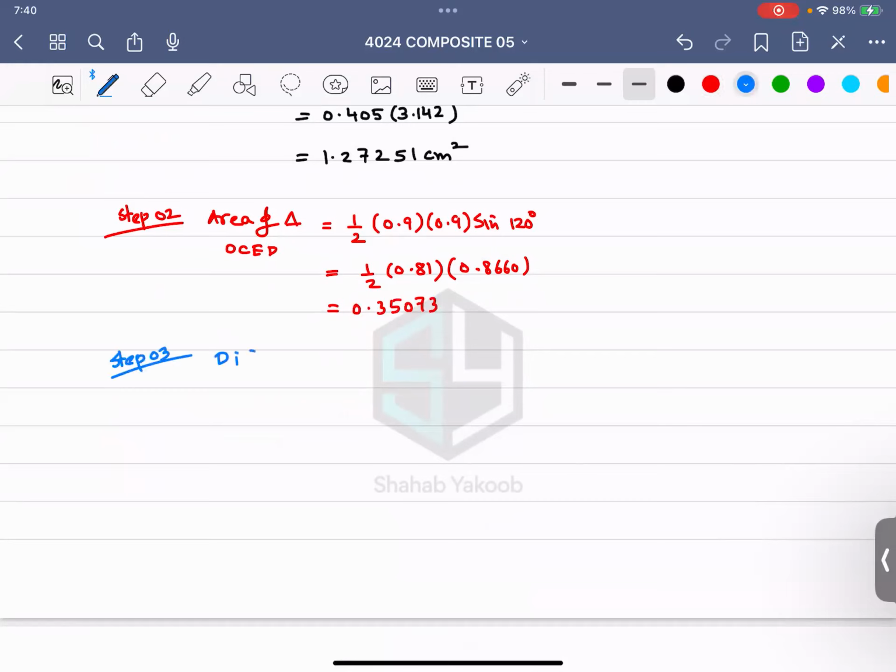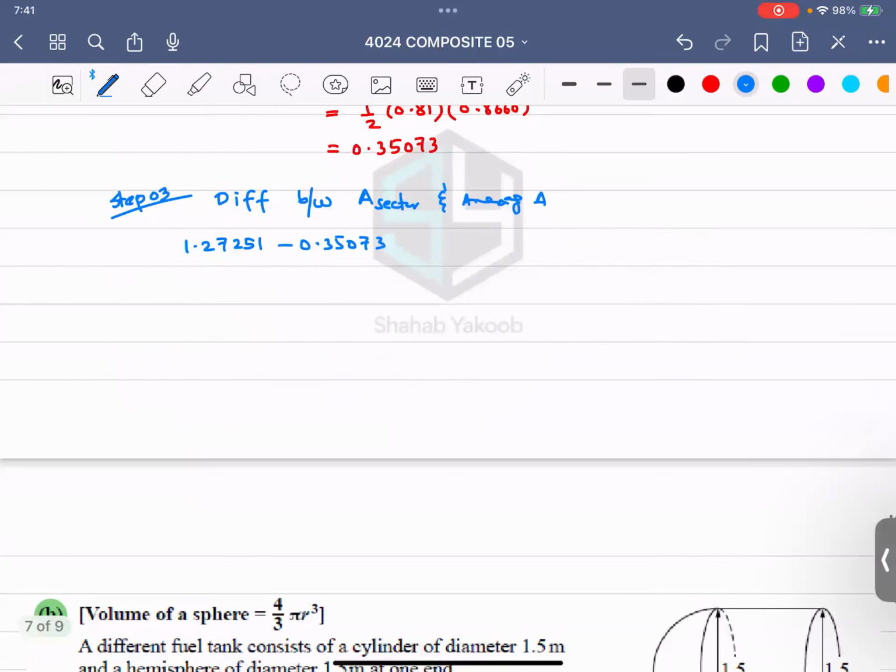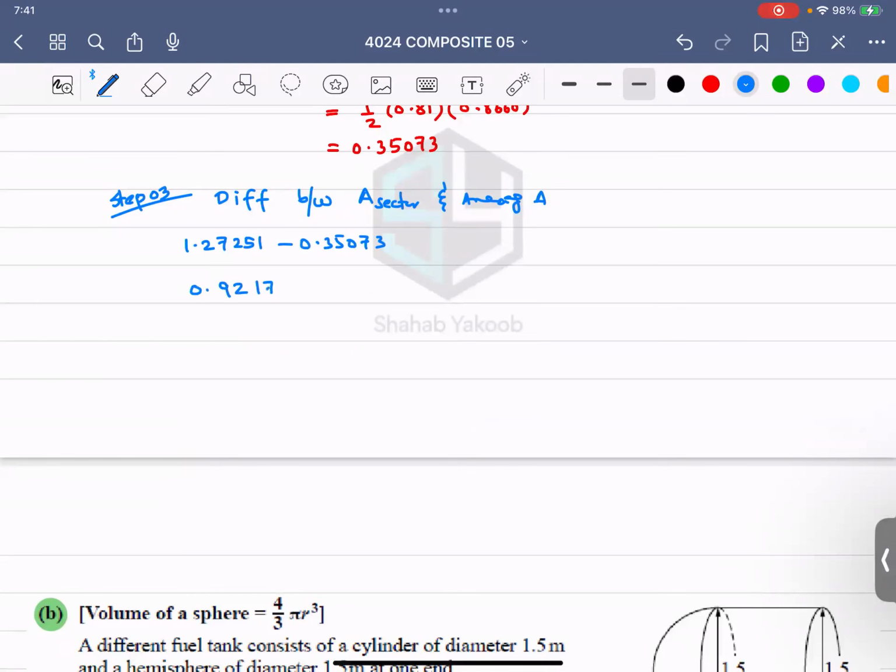And here comes step number 3. That is the difference between area of sector and area of triangle. That is what we are looking for. 1.27251 minus 0.35073. This comes out to be 0.92178, which is 0.922 meter square. That is the answer for this part.